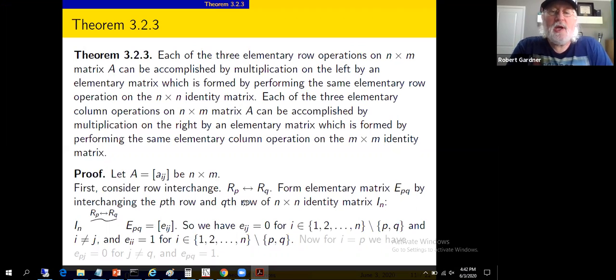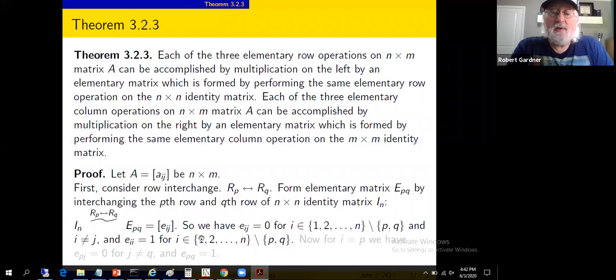Let's consider row interchange. When we swap row P and row Q, first we'll make the elementary matrix, E sub PQ, by interchanging the pth row and the qth row of the n by n identity matrix. More specifically in terms of symbols, take I sub n, interchange row P, row Q. That gives you elementary matrix E sub PQ, and let its entries be E sub ij. Okay, so a bunch of zeros and n ones.